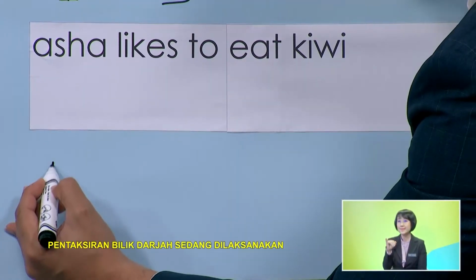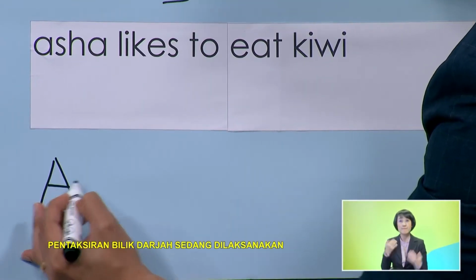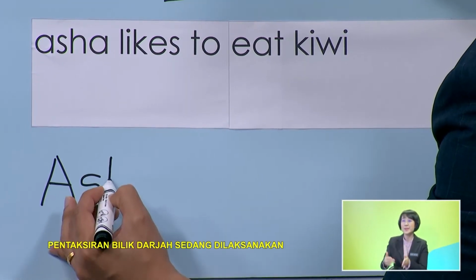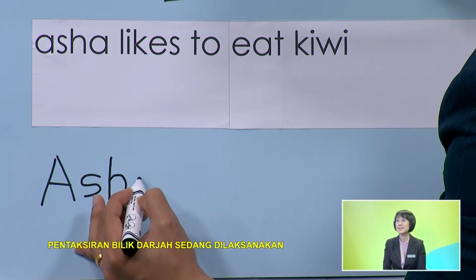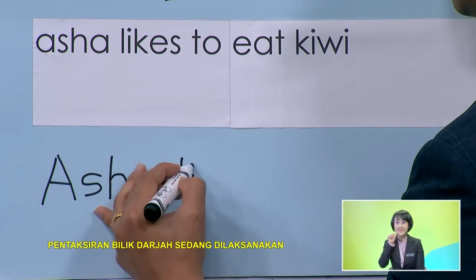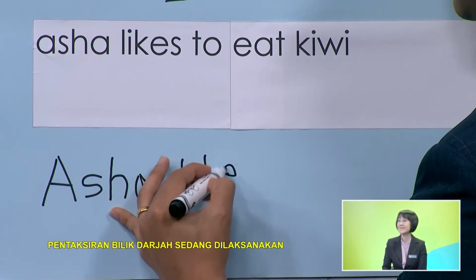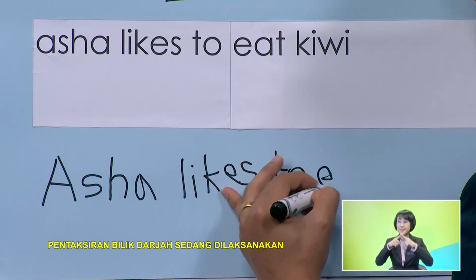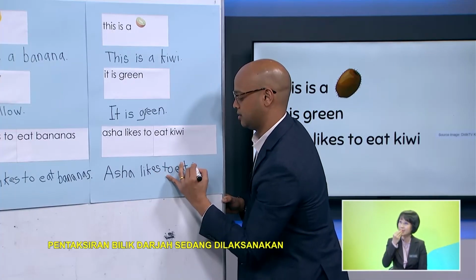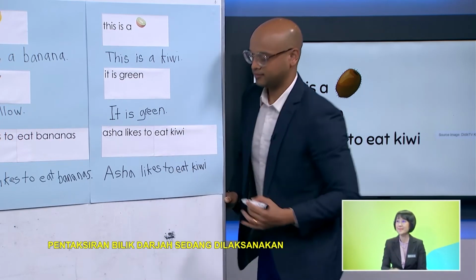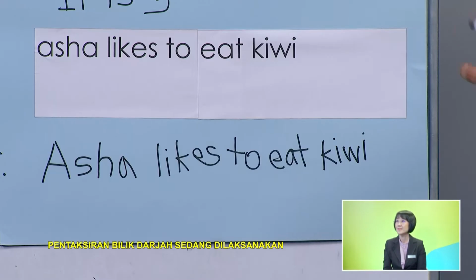Oh, teacher, I actually have a friend named Asha. You do? Yeah, it's my neighbor. She must be a lovely woman. Oh, yes. How do I... Oh, it says A. Asha likes to eat kiwi. Are you done? Oh, yes. A full stop. Don't forget the full stop.